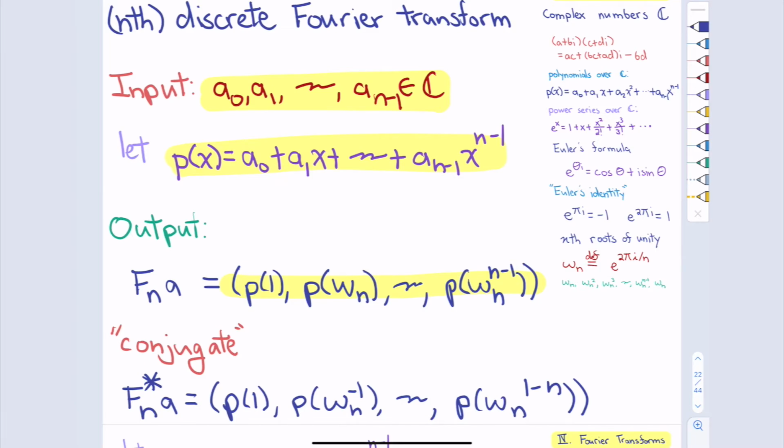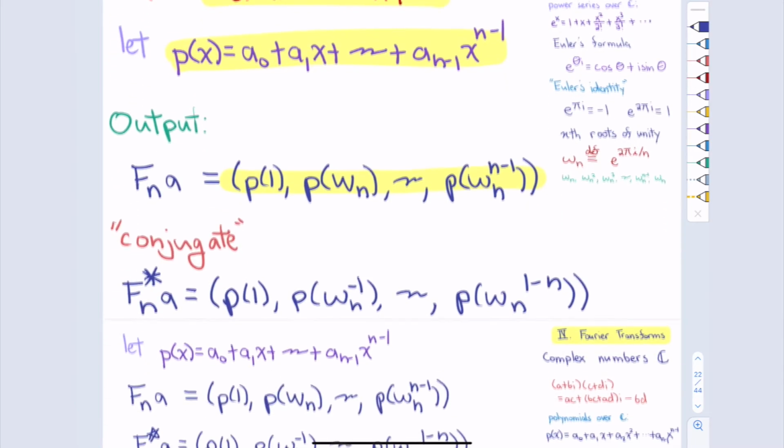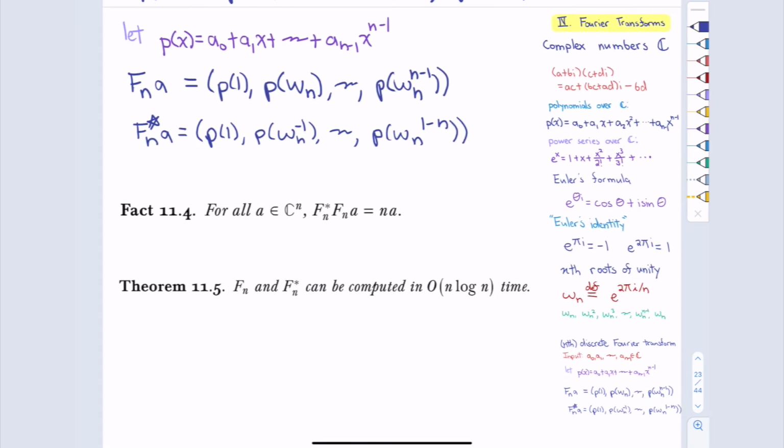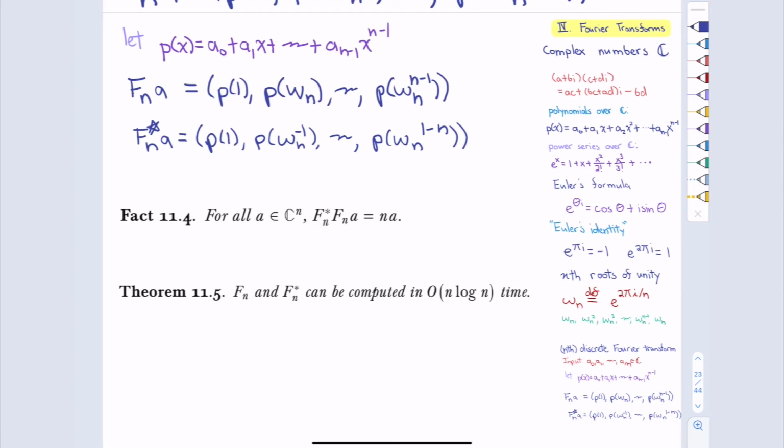Now, it's not at all clear why that's useful. It's also clear now why we had F star n. All right, so here are 2 facts, or a fact and an algorithm. One is that Fn and Fn star are roughly inverse to one another.